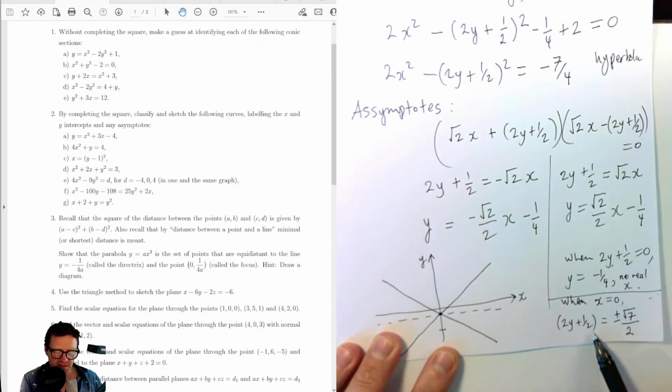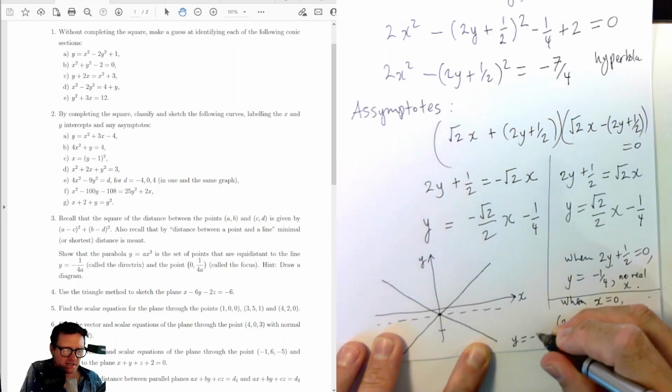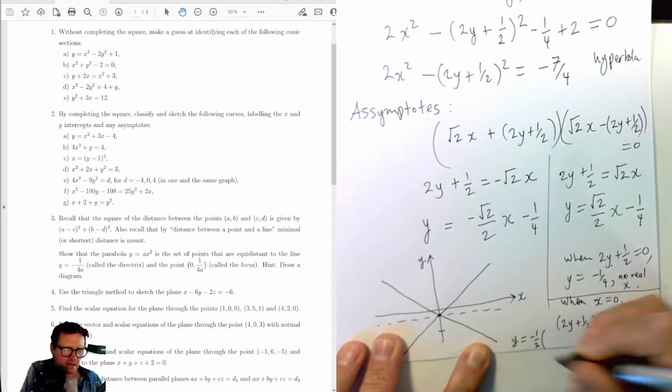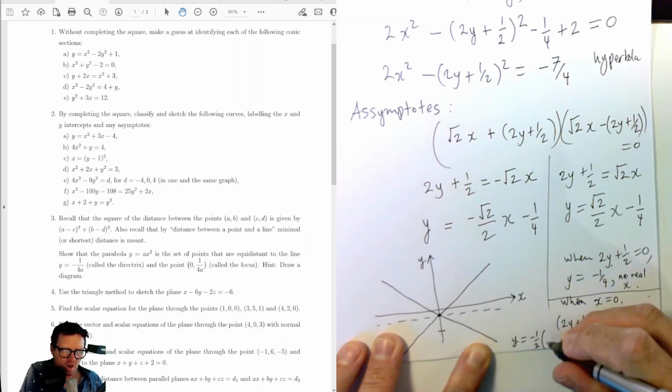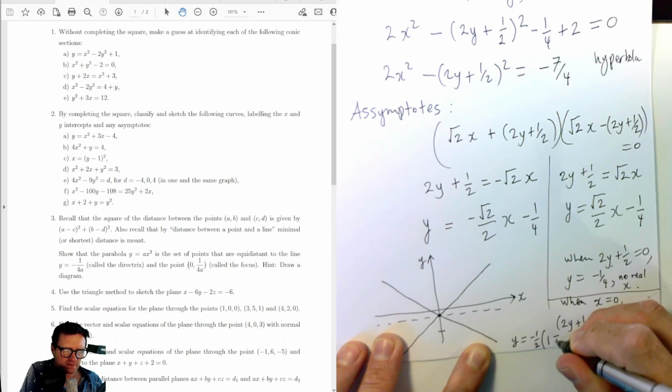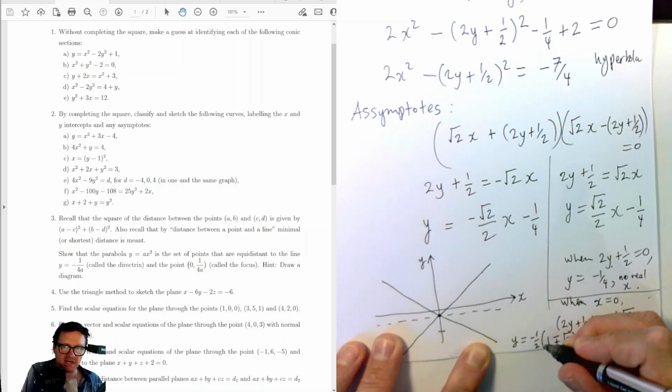Okay, and we can solve this. Take the half over to the right-hand side and then divide by 2. So we would then get y equals minus a half outside of 1 minus or plus root 7. And then we divide all of that by 2, so we change that denominator of a 2 into a 4.